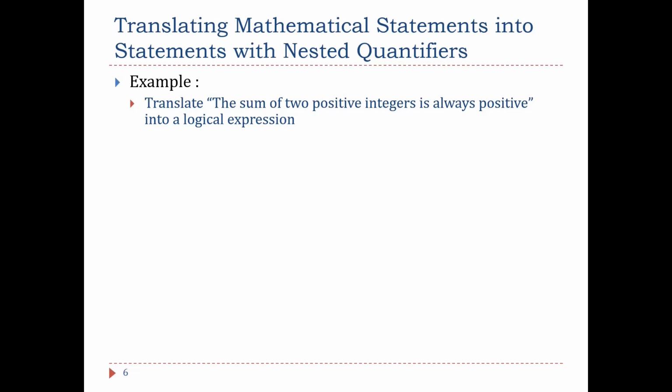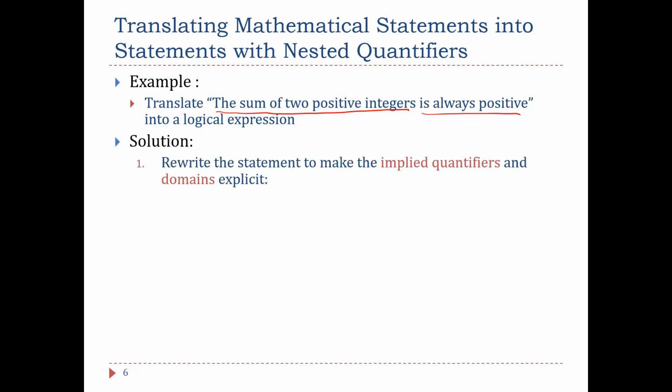So how can we translate the following? The sum of two positive integers is always positive. Usually when you do such translations, you have to do it gradually. First of all, rewrite the statement to make the implied quantifiers explicit and also the domains of the variables clear.